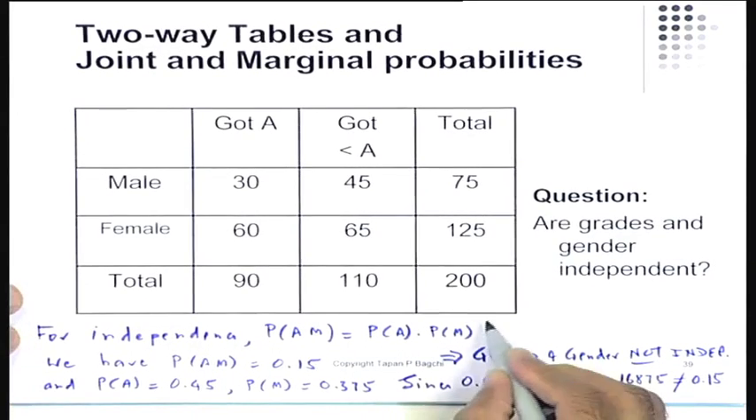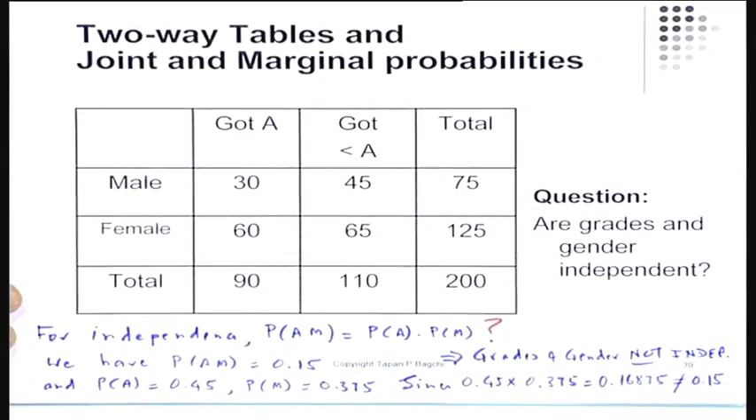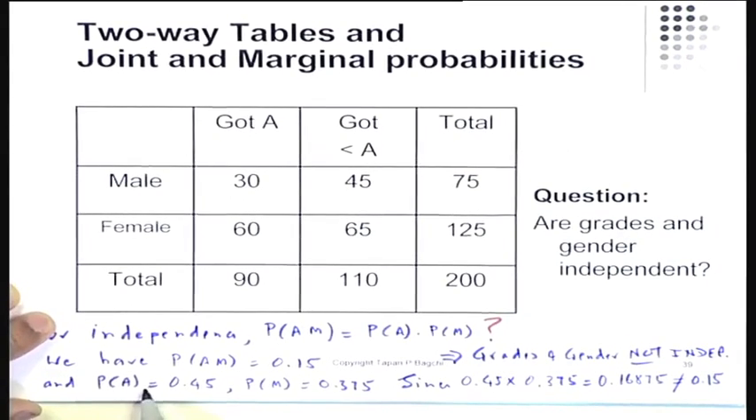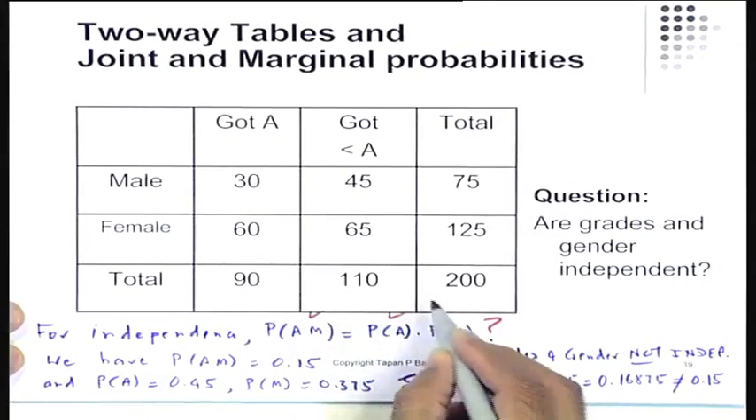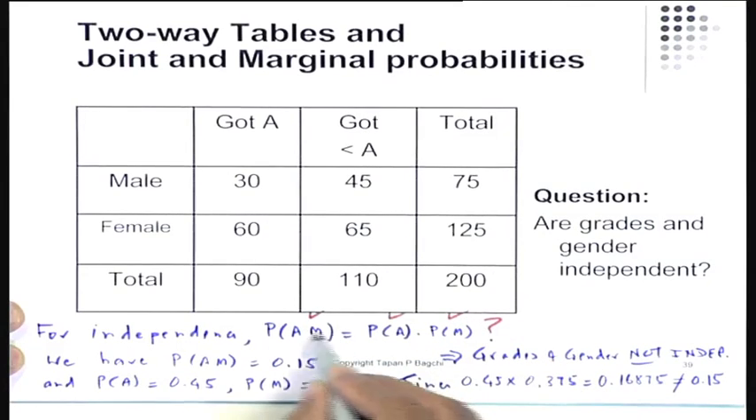So really this is being posed as a question. I have already calculated P(A and M) in the previous question. And I have also calculated P(A) and I've also calculated P(M). So I've got all the things. I've got this calculated separately, this calculated separately, this calculated separately. I just have to check, is the left hand side equal to the right hand side? That's what I have to check.